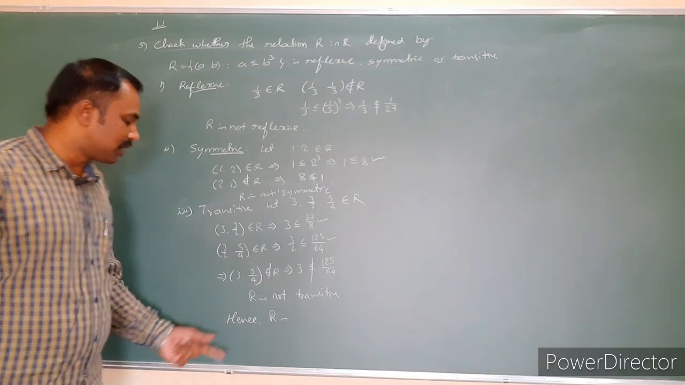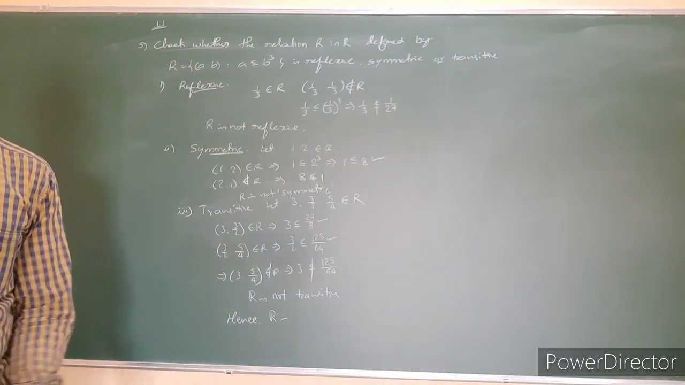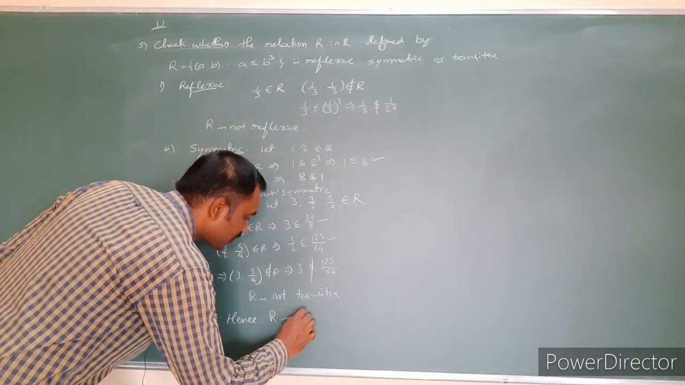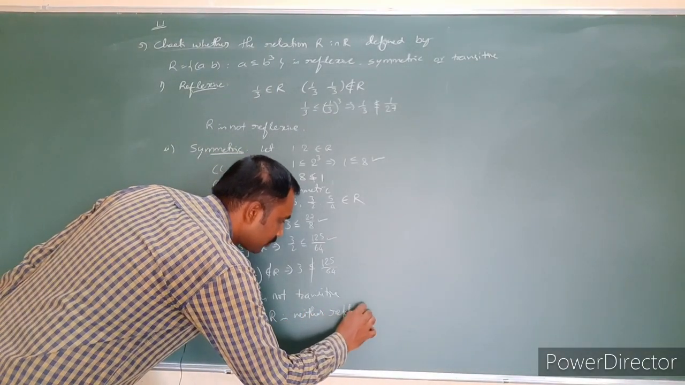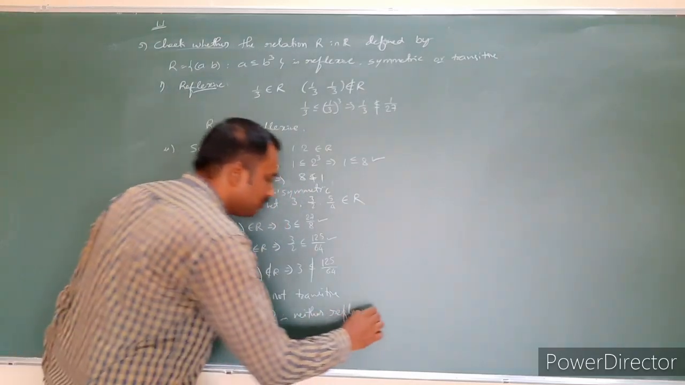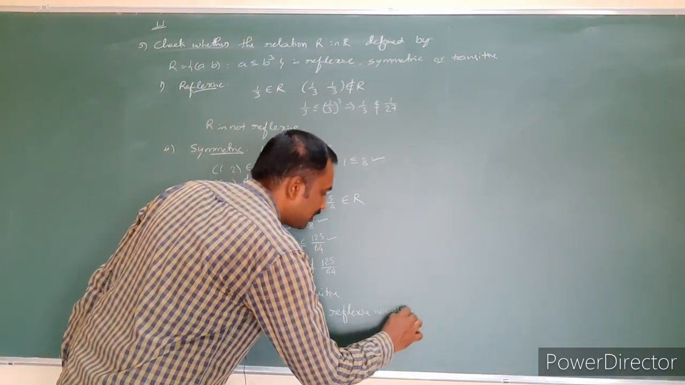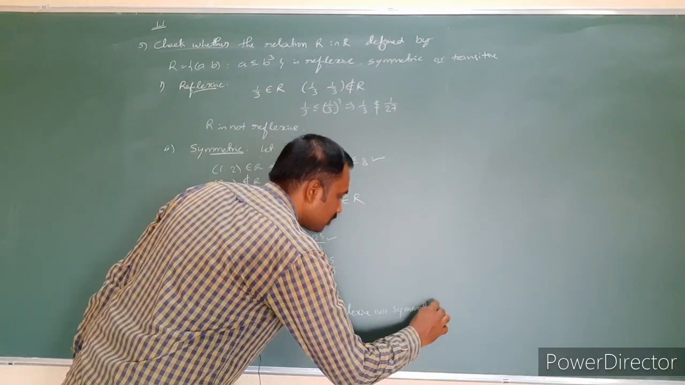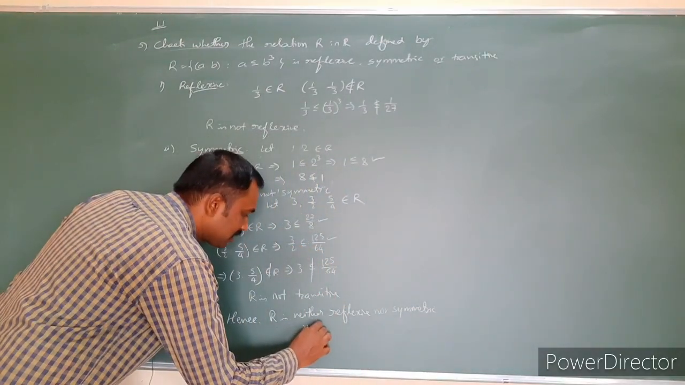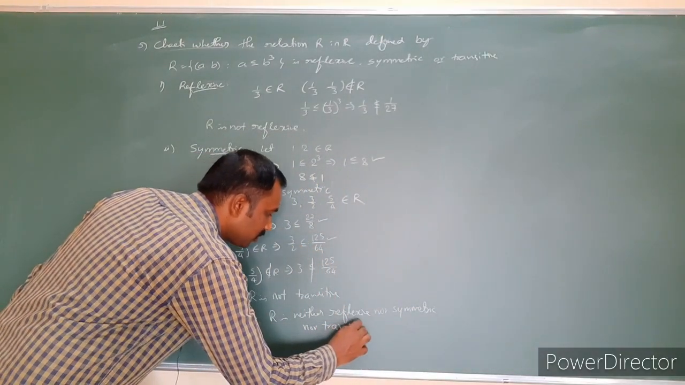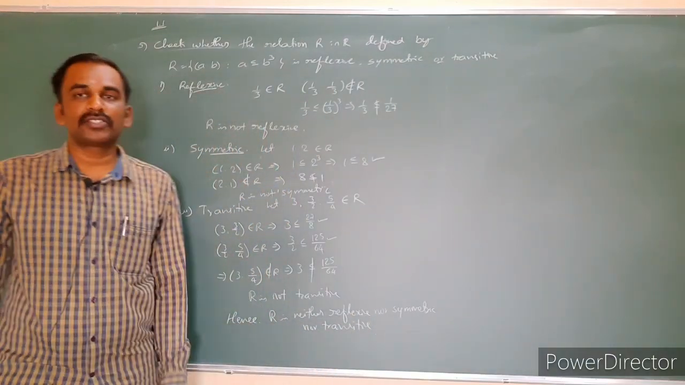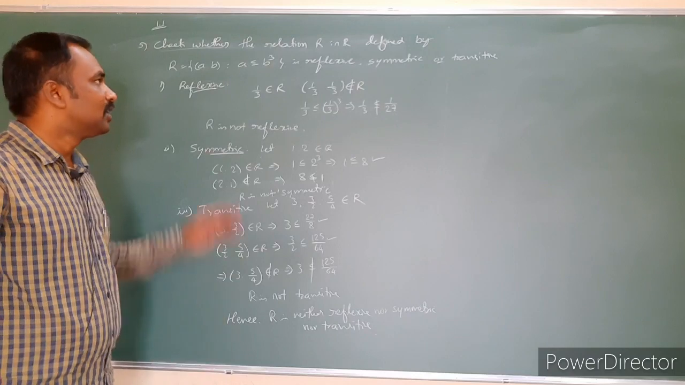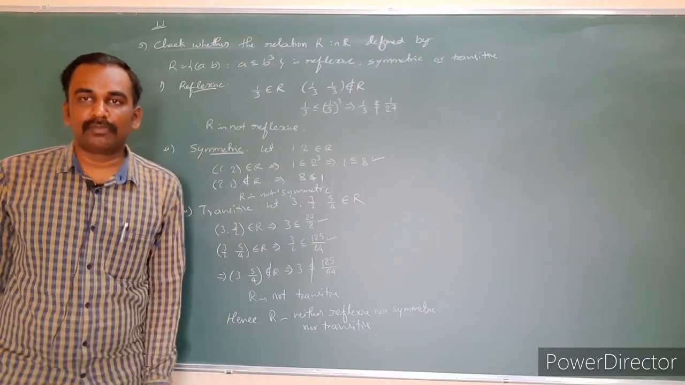Okay. Final conclusion. What is the final conclusion you are going to give? R is neither reflexive nor symmetric, and not transitive. This is how we have to check whether the given relation is reflexive, symmetric and transitive or not. And the final conclusion is very important.